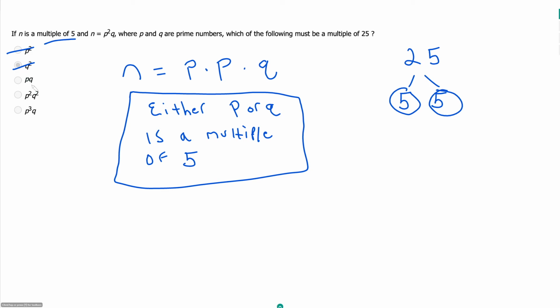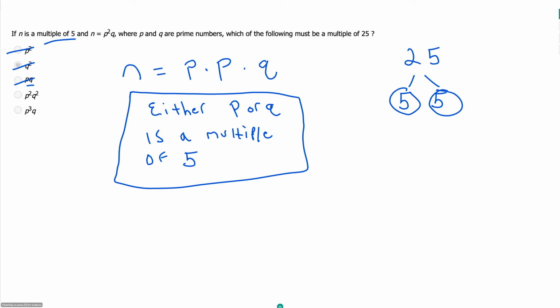Statement C says p times q. Well, all we know is that one of these two contains at least one 5, and so even though we have both p and q here, if whichever one is a multiple of 5 only contains one 5, that's not going to be enough to get us to the two 5s that we need. And so D, now D here looks like our answer, right?